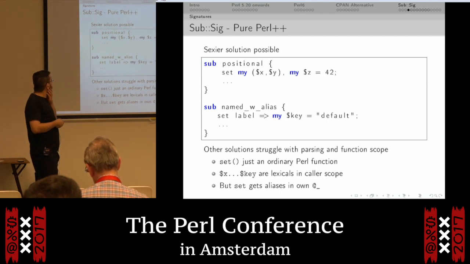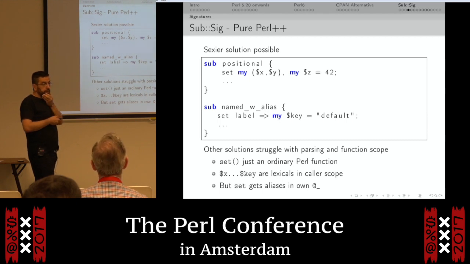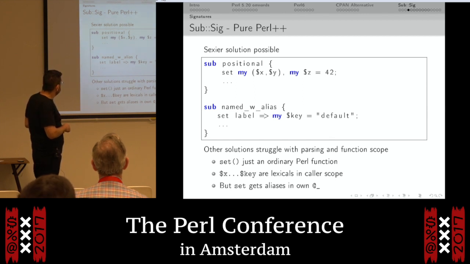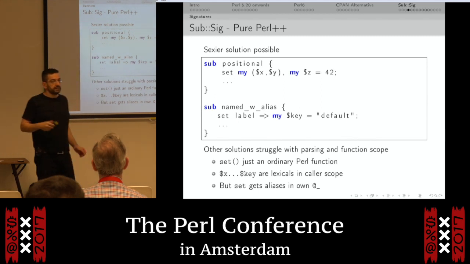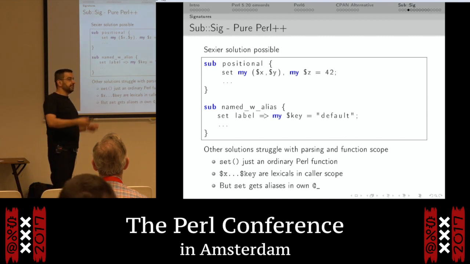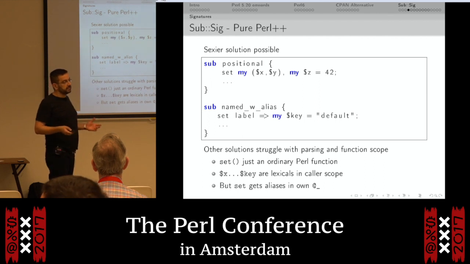So subsig has this syntax. And you won't believe it, this is pure Perl and it works. So set is just an ordinary Perl function. The variables are lexicals in the caller scope, which is important because the my declaration works for the rest of the function body. Many implementations which do re-eval or use attributes and so on have the problem that the function body is already compiled, but they want to introduce the lexicals afterwards, and this doesn't work. This problem is solved here.